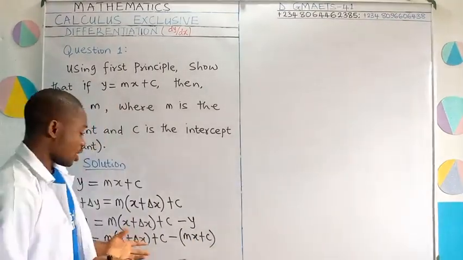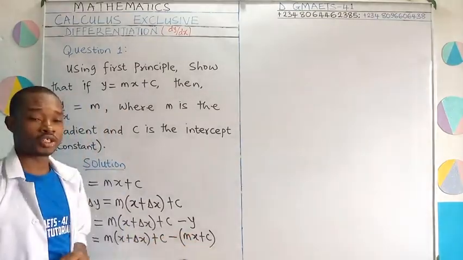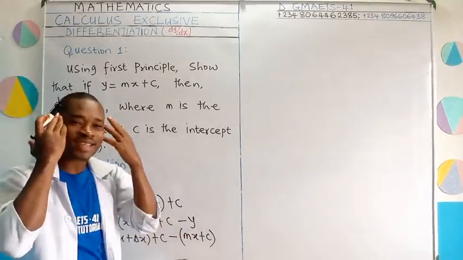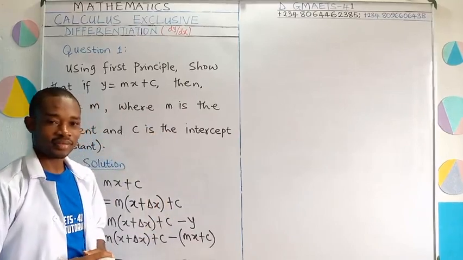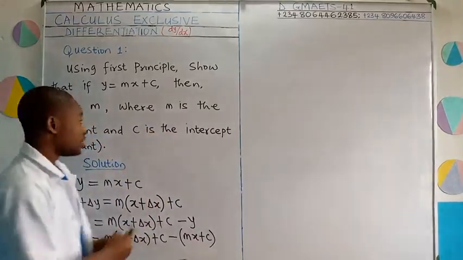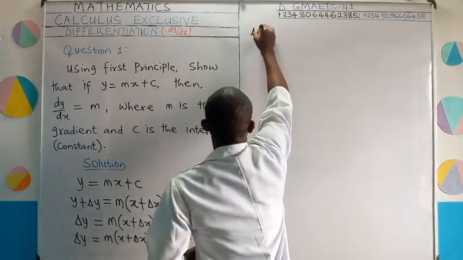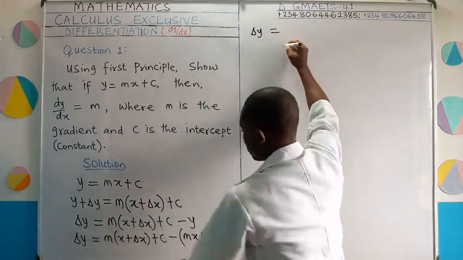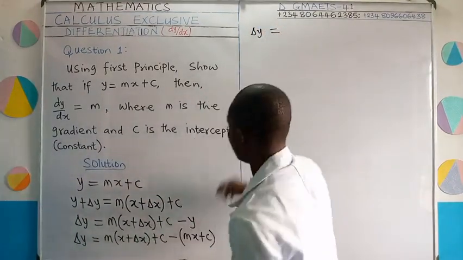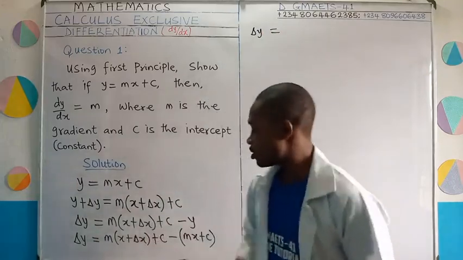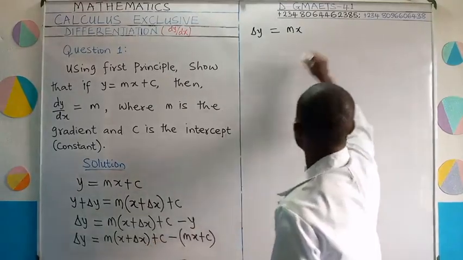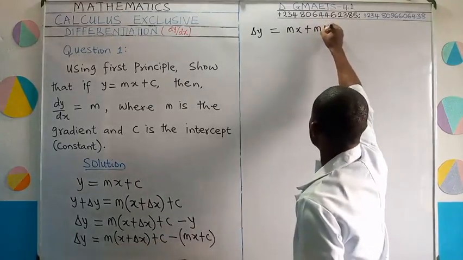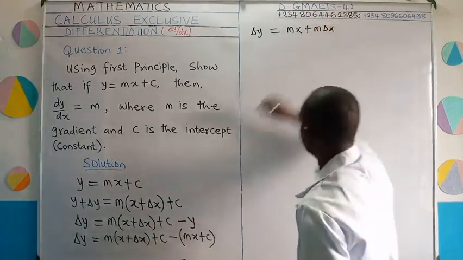Now, I can work out this right hand side of the equation to see what I'm going to get before I start thinking of how to get delta y over delta x. Let's simplify the right hand side. So that's going to give us delta y equal to, coming to the right hand side, I can open up this bracket. If you do so, it's going to be m times x, which is mx, and then you multiply m by delta x, which is going to be plus m times delta x, then plus c.